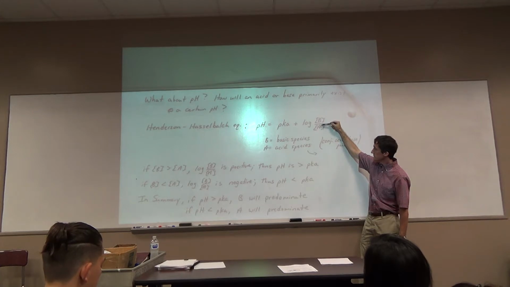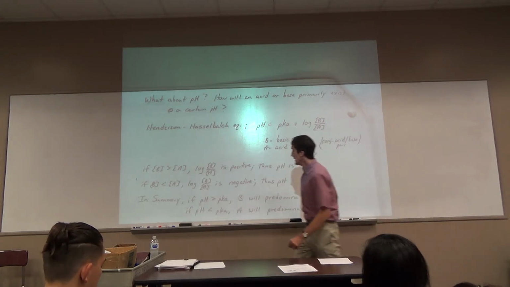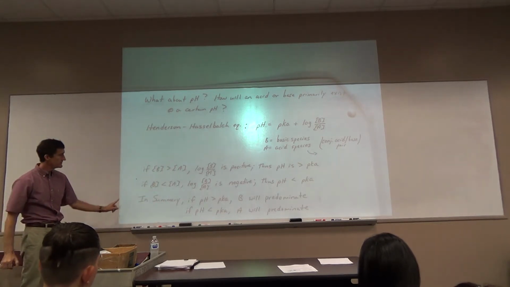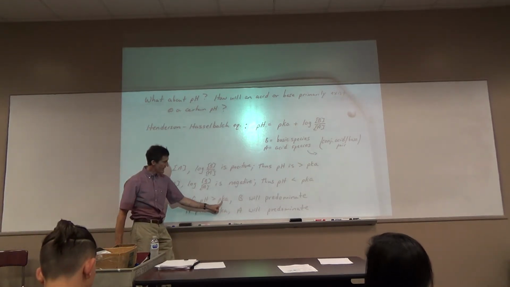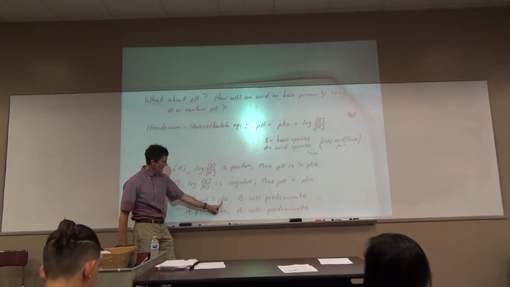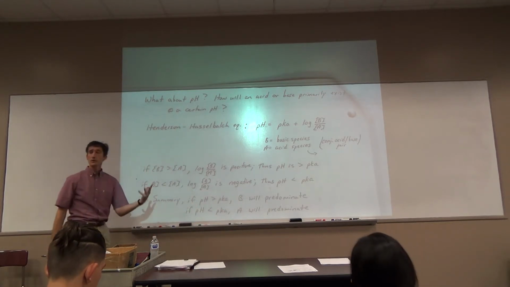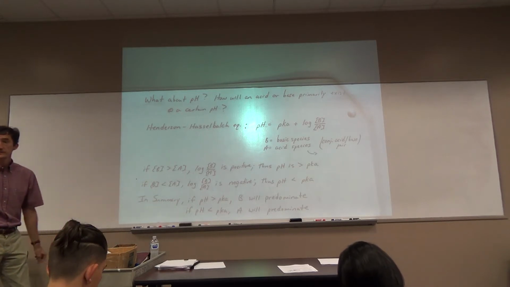Okay? Let's see how this works. You can read this. I'll get straight to the take-home. In summary, if pH is greater than pKa, B will predominate. It just comes from working the numbers. You can sit down and think.